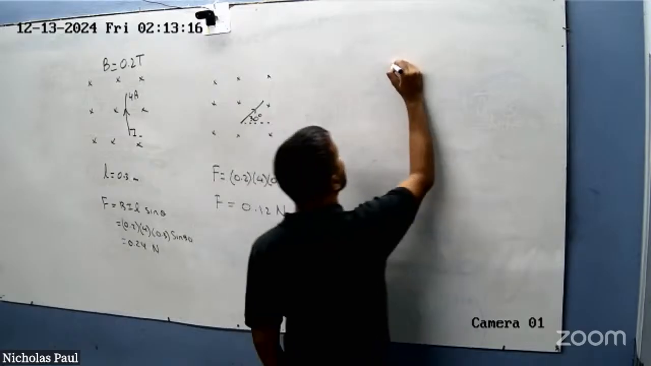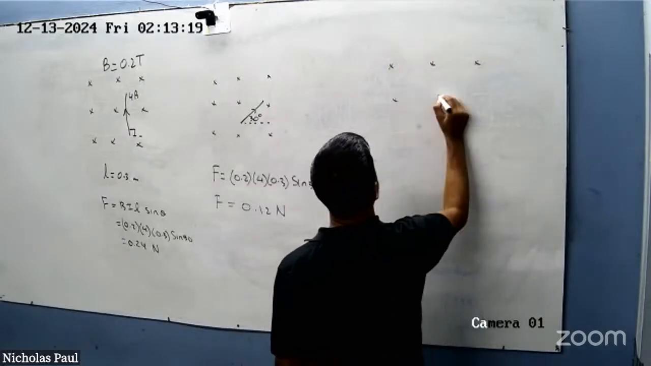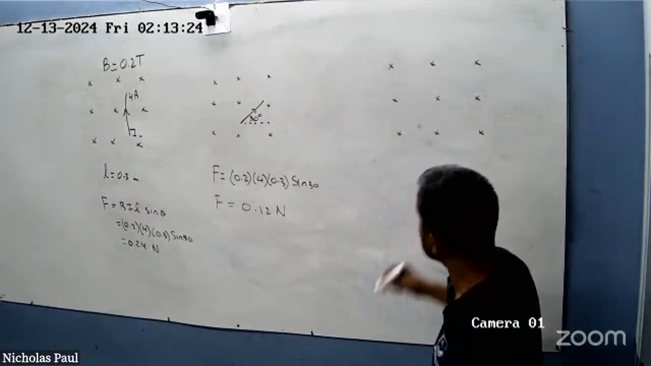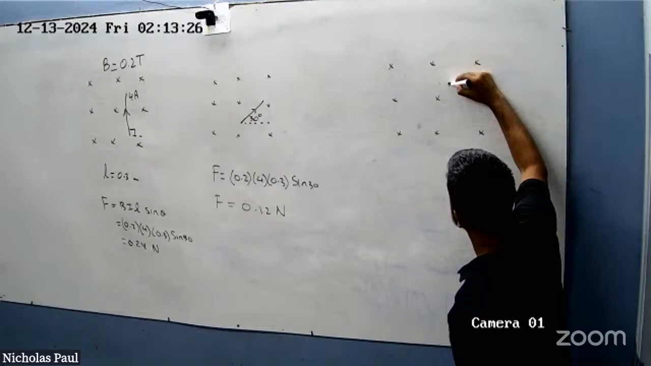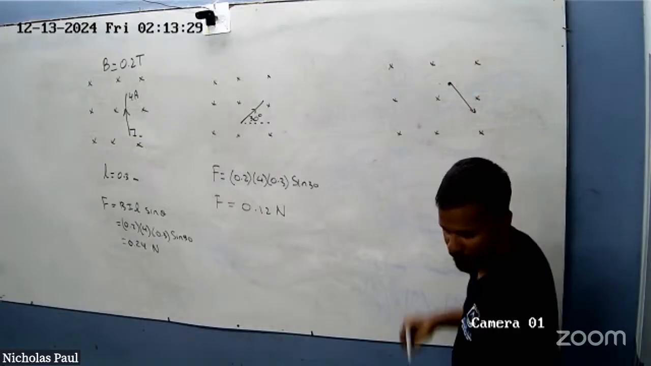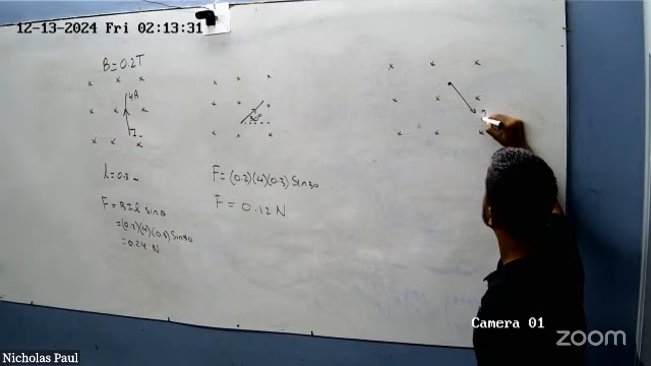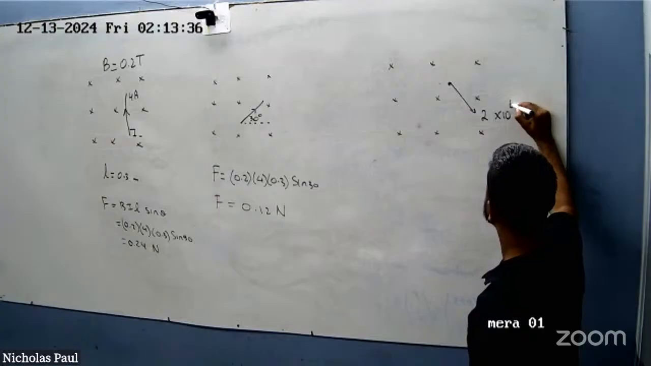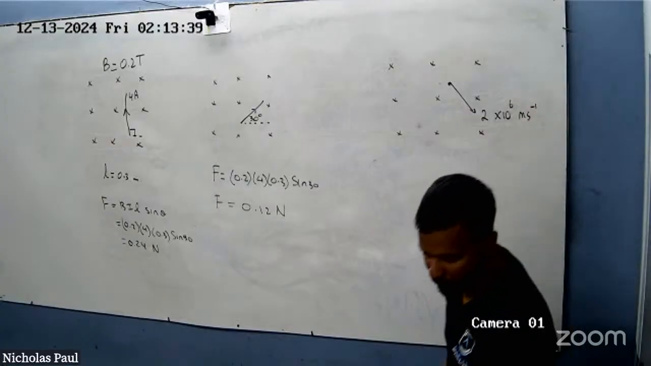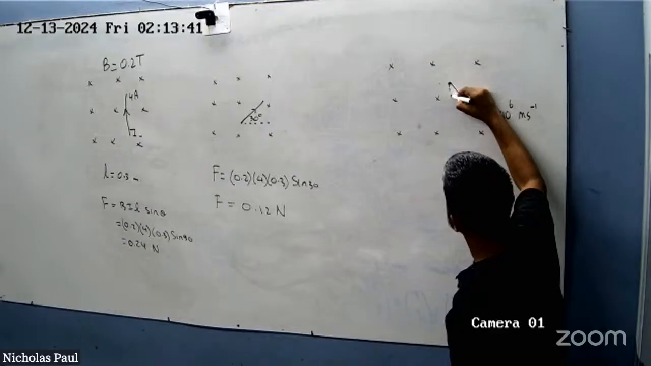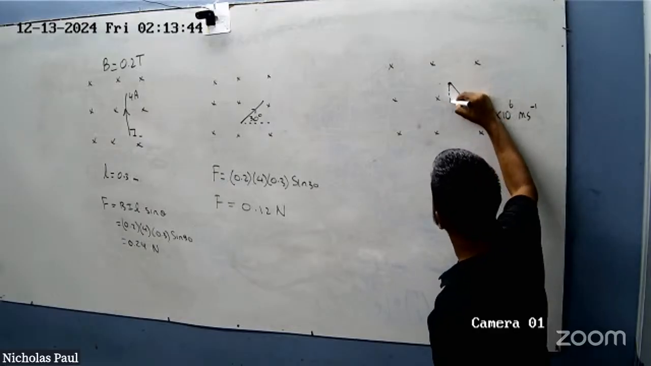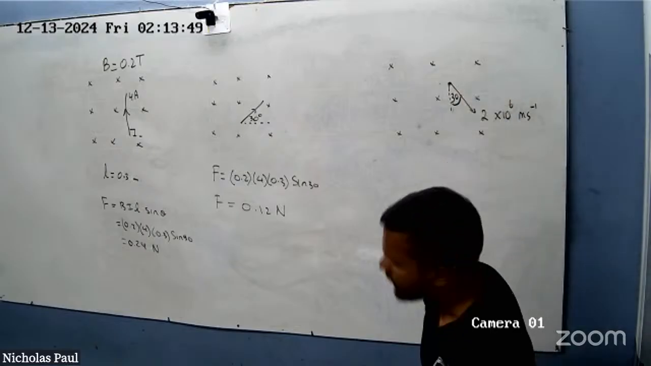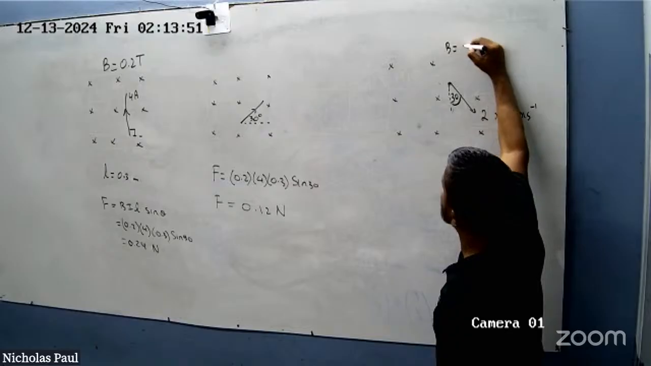All right, next one. Work out this. I'm giving you a charged particle moving in this direction, 2 by 10 to the 6. And the angle is, let's keep it simple, 30 degrees. Same flux density, right?